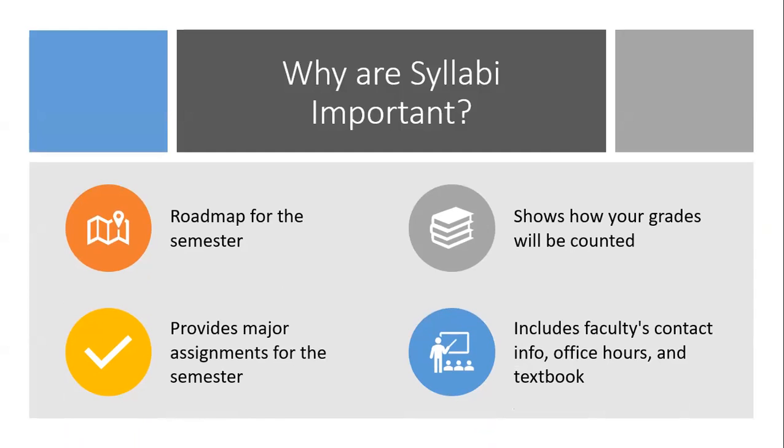Some of this information includes your faculty's contact information, their office hours, and the textbooks they require for the course. The grading matrix for the class, which means how you will be graded in the class and what counts as an A or B, etc. The major assignments for the class and sometimes a description of those assignments. This can help you plan ahead for the semester. And the syllabus will also include an overall roadmap of what the semester will look like for the class so you know when things will be due.